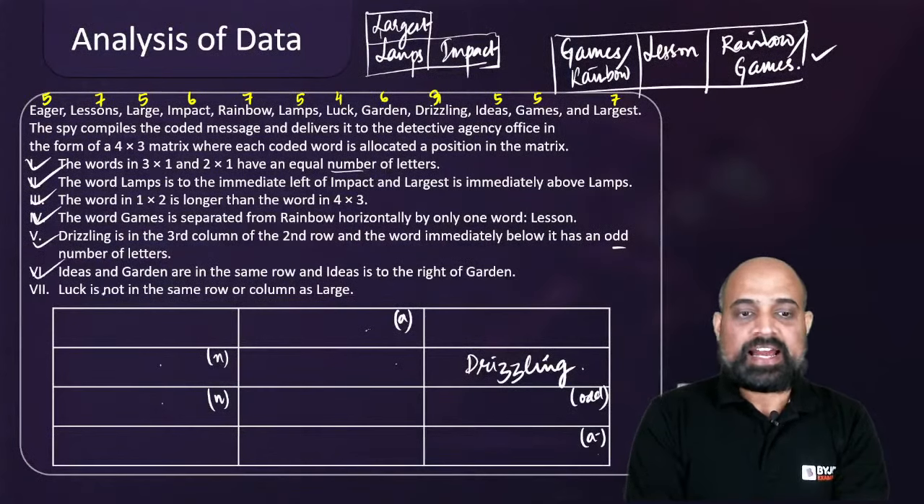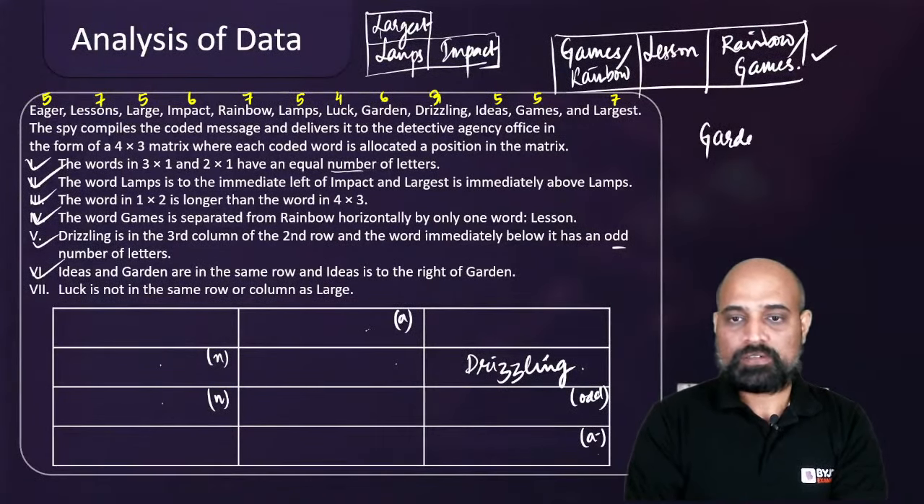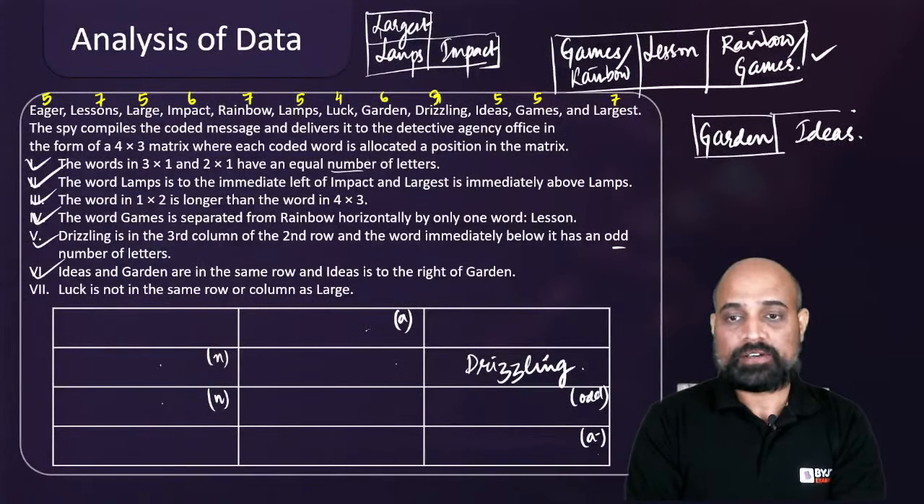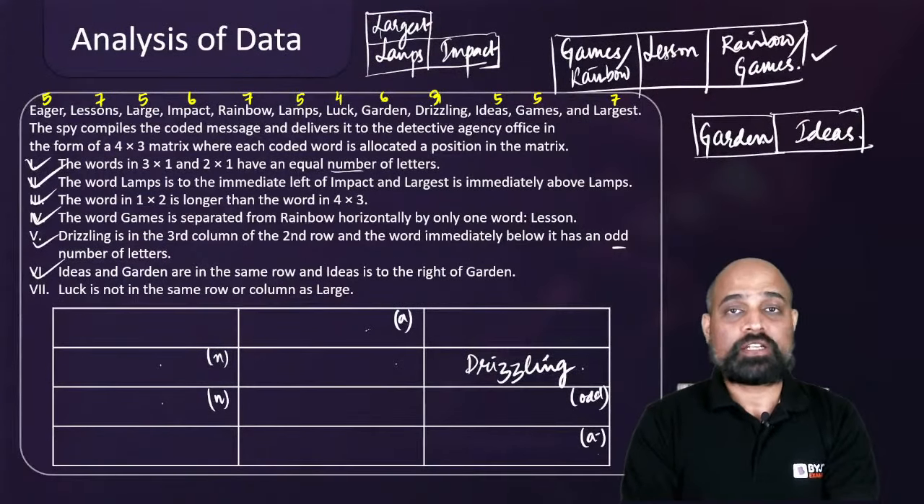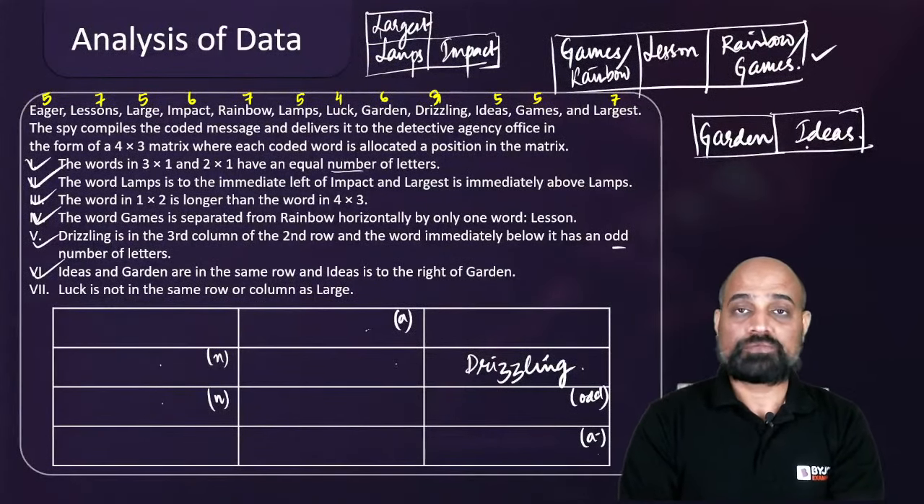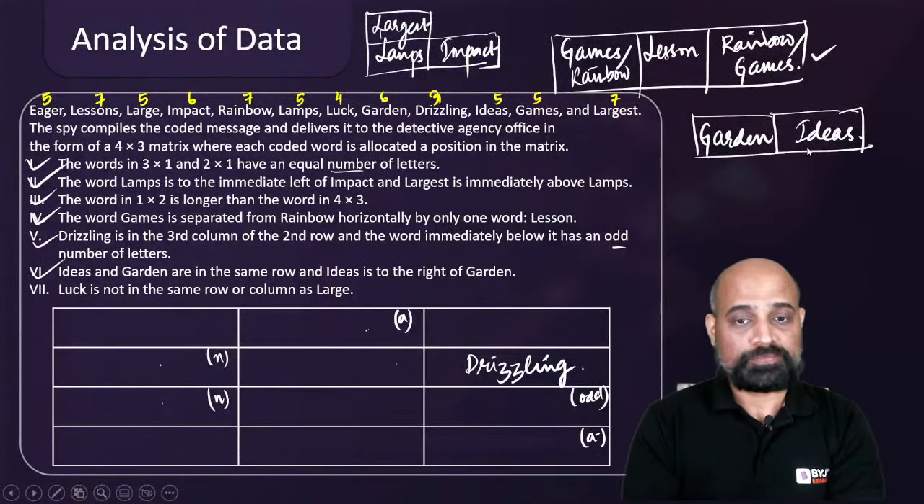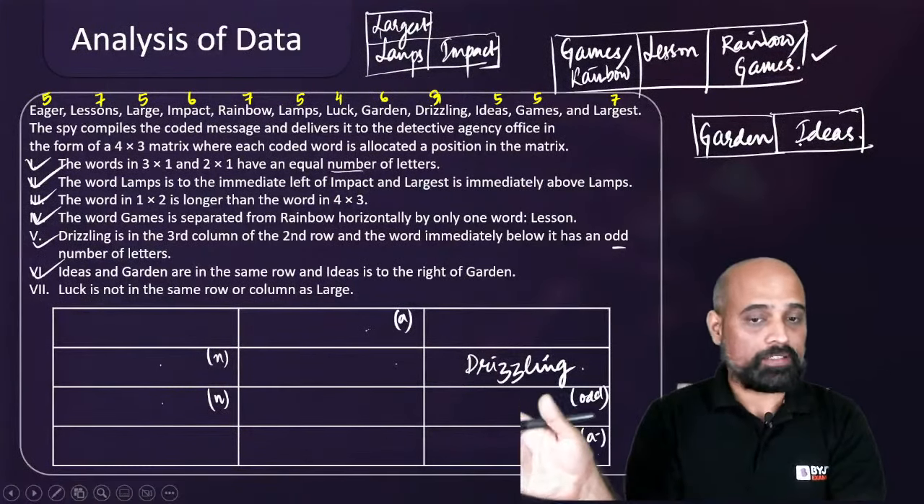Next statement is ideas and garden are in the same row and ideas is to the right of garden. So we have garden over here and we have got ideas. Now, the sequence of garden and ideas, they may be immediately right, left of each other, immediately side by side of each other, or they may be after a gap of one cell. Very much possible. But the sequence is like this, garden to ideas.